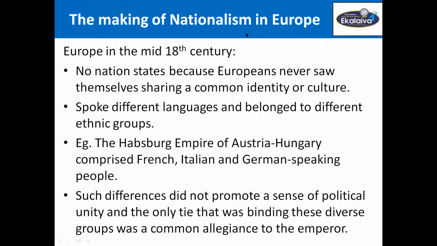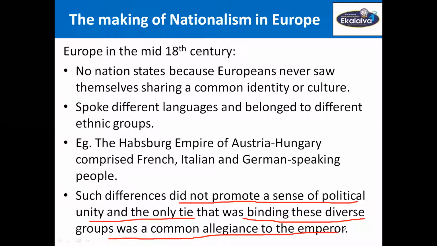language was different, territory was different. This sort of diversity did not promote unity among the people. It was not only in Austria-Hungary, but this was the case everywhere in Europe. So they did not see themselves as belonging to one nation. Such differences did not promote a sense of political unity, and the only tie that was binding these diverse groups was a common allegiance to the emperor.